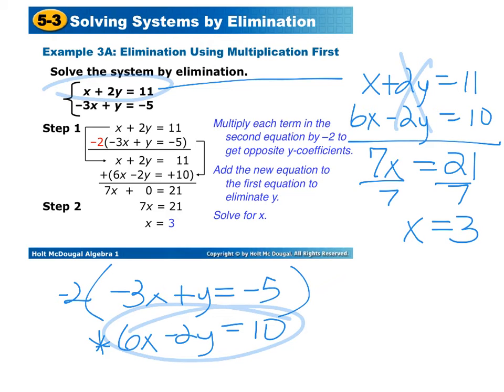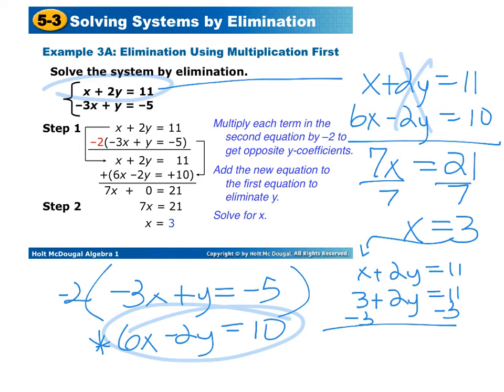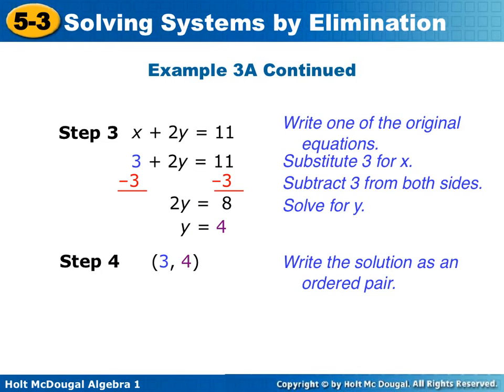How do I get y? You plug it in. Plug it back into the beginning. And again, it doesn't matter which. I'll go ahead and take the first equation, the x plus 2y equals 11. I'm going to put x here. And then solve. 2y equals 8. Divide by 2. And y equals 4. The ordered pair here is going to be 3, 4. That's what's on the next slide.